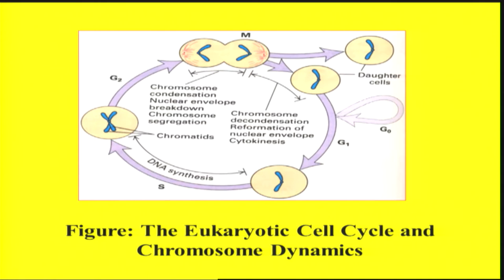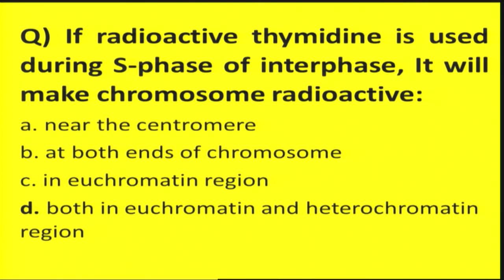G1, S, G2 and M phase are visible in this particular diagram. Here we can also see the G0 phase of the cell cycle. We'll be discussing the G0 phase also. As far as the cell cycle is concerned, it will start with the movement of the cell from G0 to G1, followed by S, then G2, and then in the mitotic phase, the two daughter cells would be formed from a single mother cell. Now we can see certain questions.